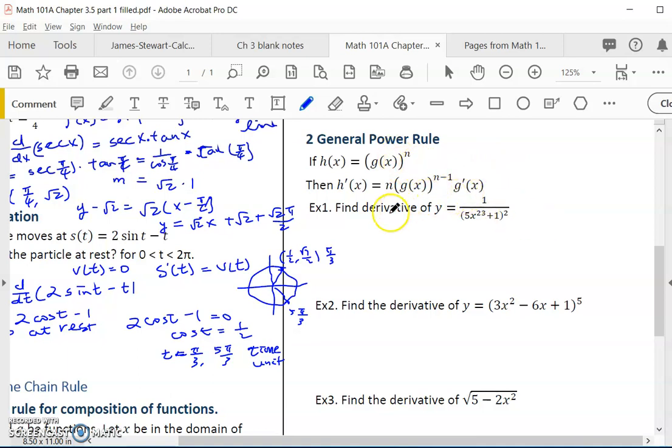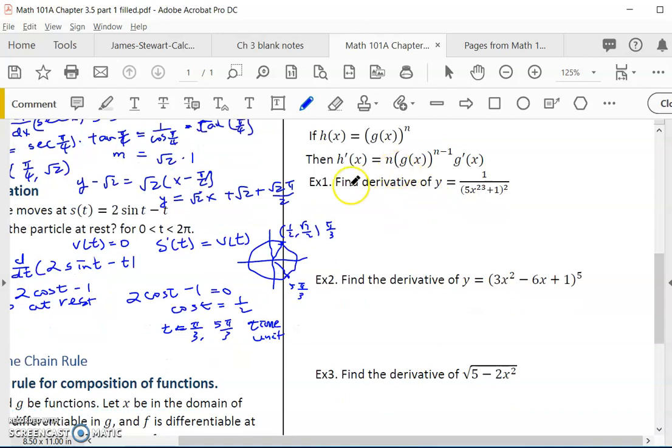So let's try this. The derivative of y equal to 1 over (5x^23 plus 1) squared. Can I use the general power rule? I could use the quotient rule, but actually the denominator is squared, so it's quite difficult to do. So I can rewrite it first as (5x^23 plus 1) to the power negative 2. So I have g of x and a power. Okay, use the general power rule.